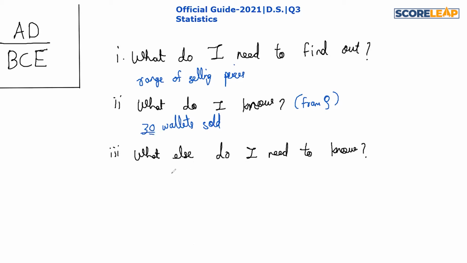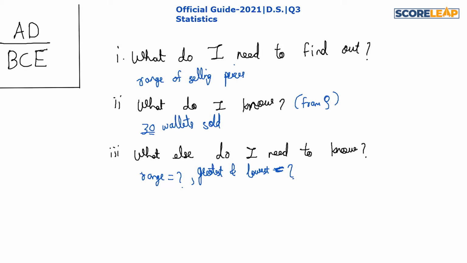What else do I need to know? I need to know the range, or if I can get the largest or greatest price and the lowest price. If I am able to figure out the greatest and lowest prices, then I will be able to figure out the range, because greatest minus lowest will be the range. Now let us jump to statement 1.